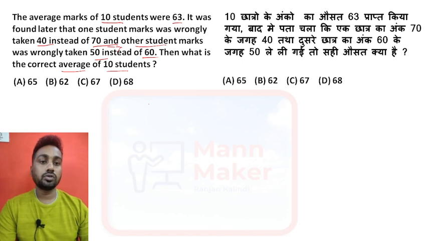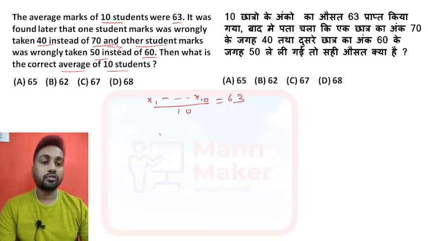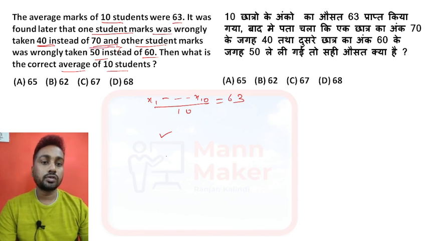Okay. So what we need to do? Again we have to go through the question only. There are total 10 students and the average is 63. Now see the first data. One student's marks was wrongly taken 40 instead of 70. So the correct marks is 70, and wrongly they have chosen 40.